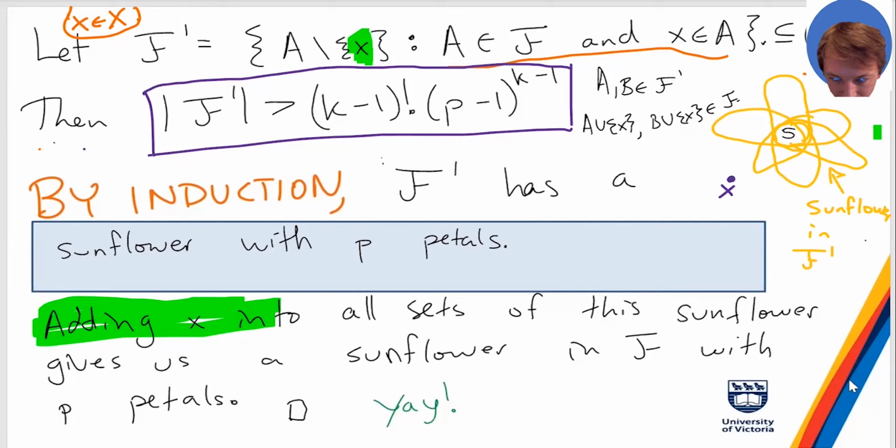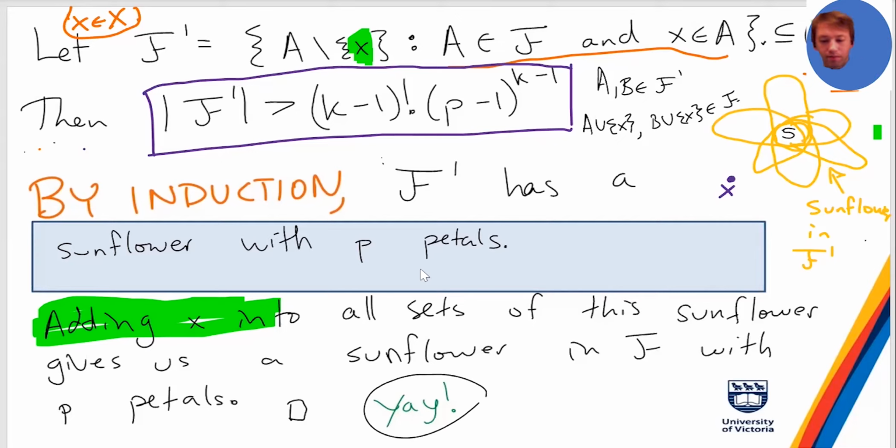I was trying to look at the chat, but it keeps running away from me. Yeah, there's a question in the chat about whether X gets added to the core. That's exactly the point: X will be in the core. Any questions about this?